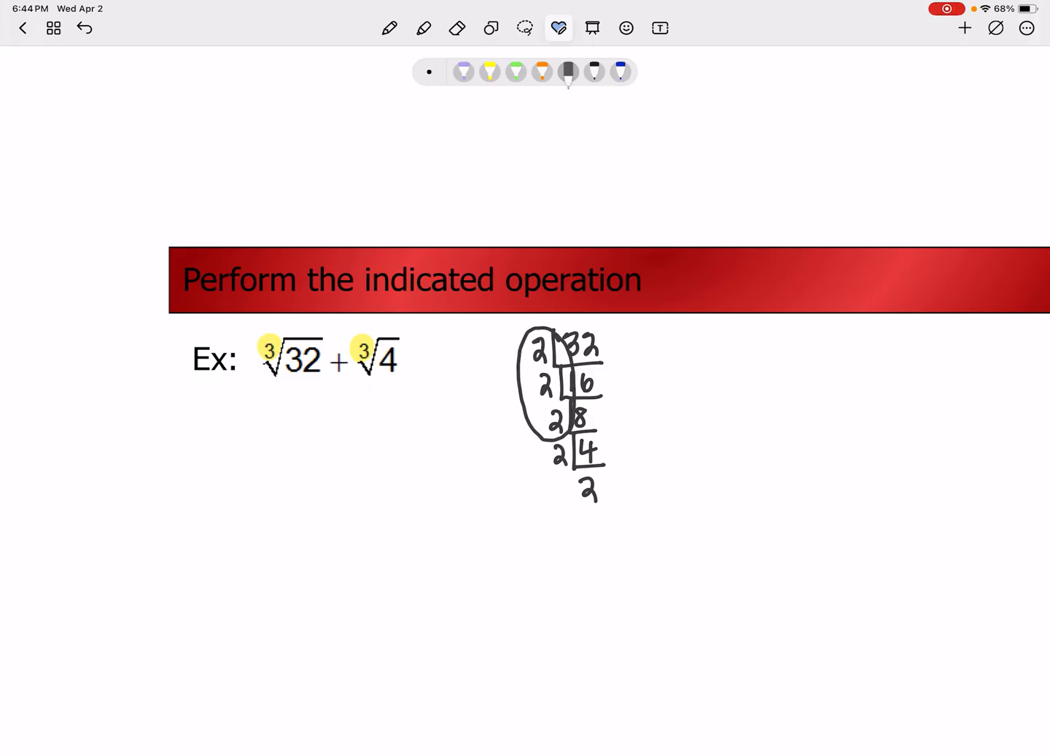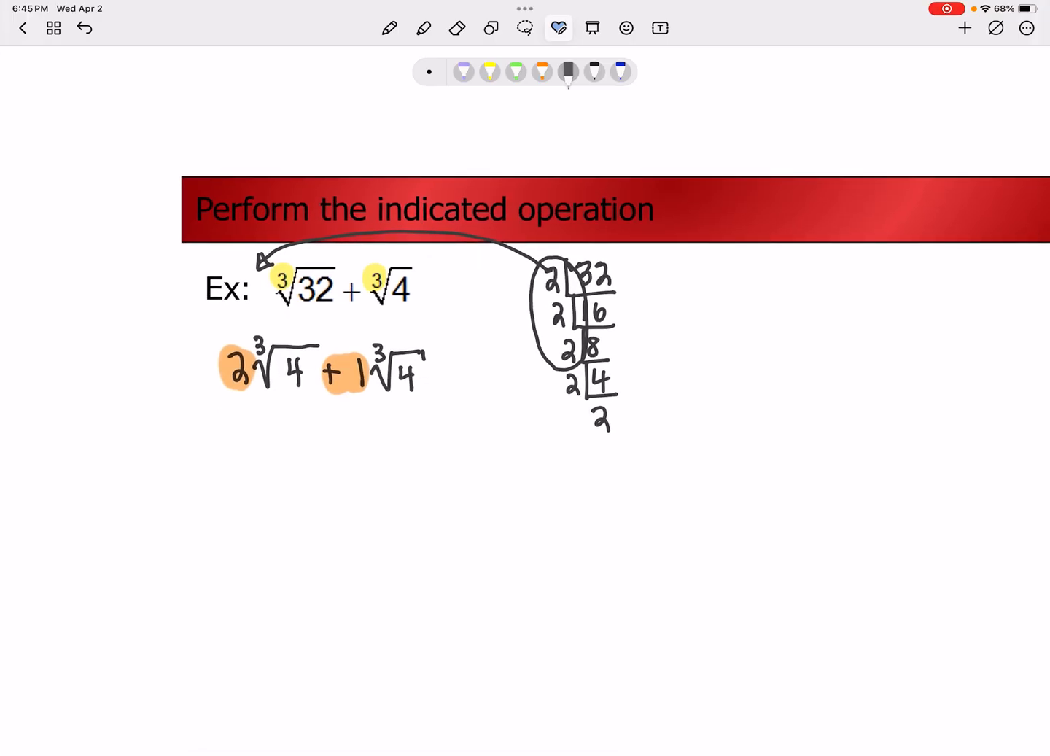I need groups of 3. So we're going to take one of those 2s to the outside. And then I've got 2 2s left over. 2 times 2 is 4. Plus 1 times the cubed root of 4. And now they have the same exact index, the same exact radicand. So these are like radicals, which means I can simply add or subtract the coefficients depending on what it wants us to do. Here it's 2 plus 1, which is 3 times the cubed root of 4.